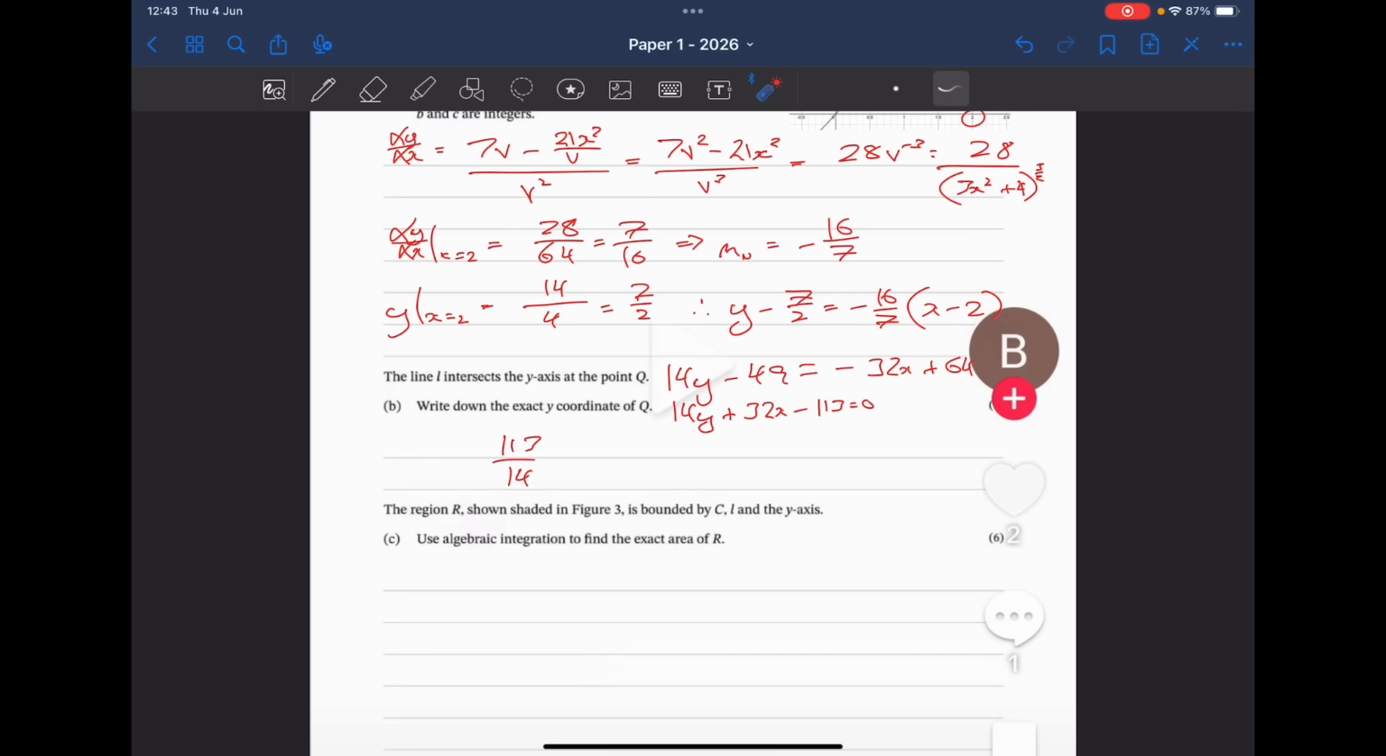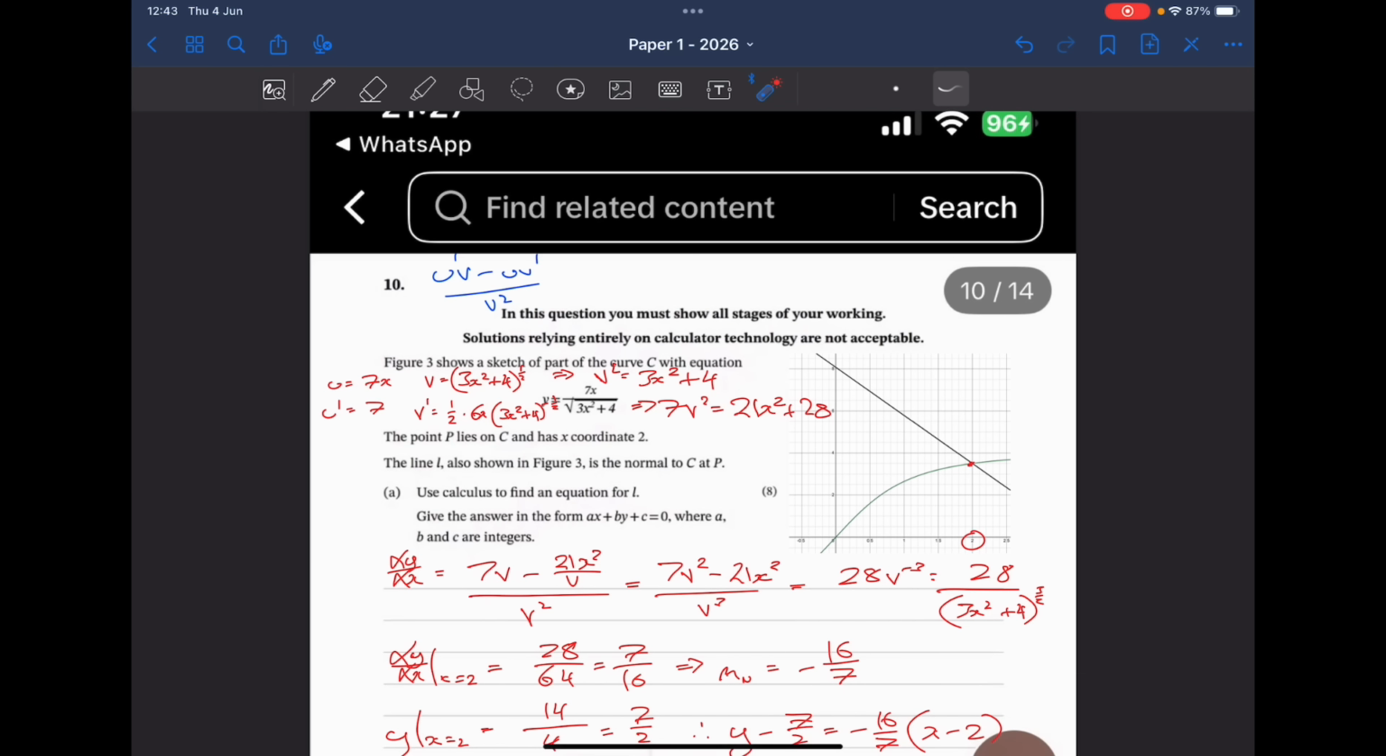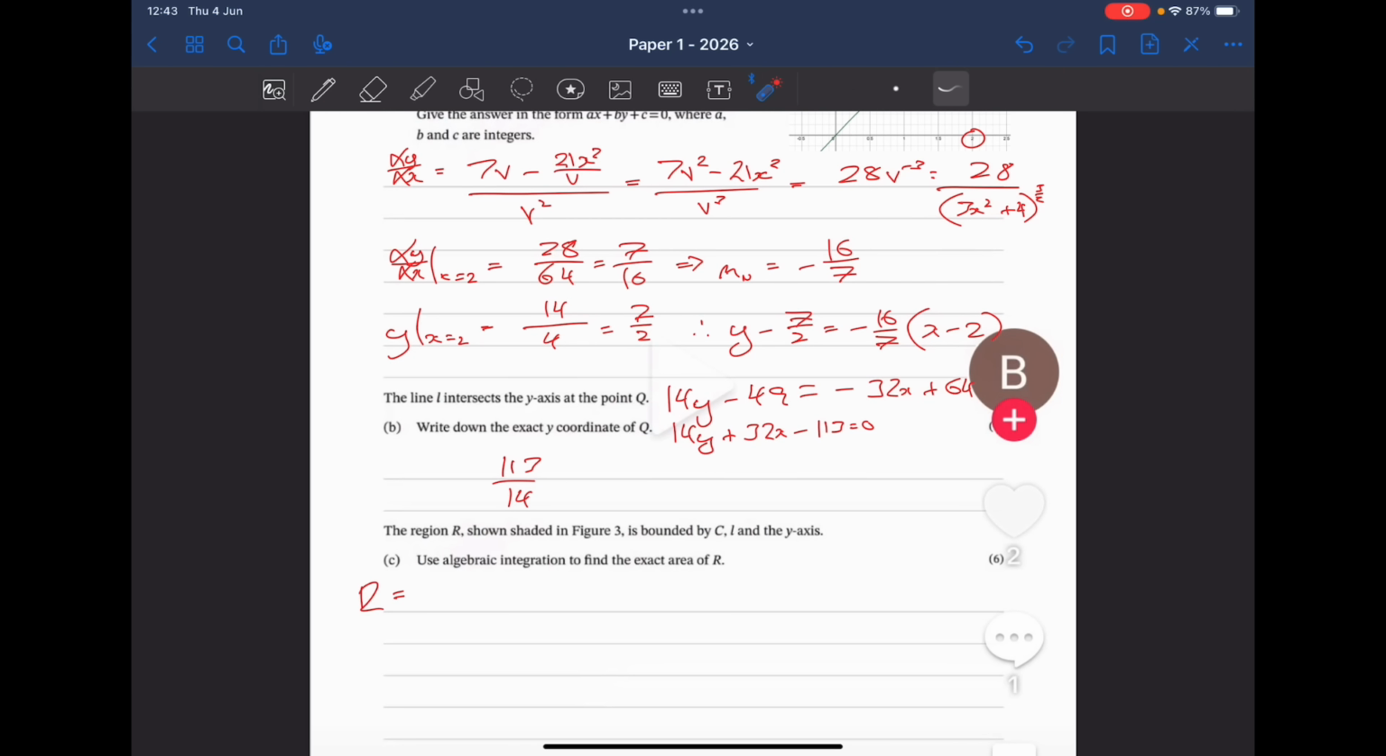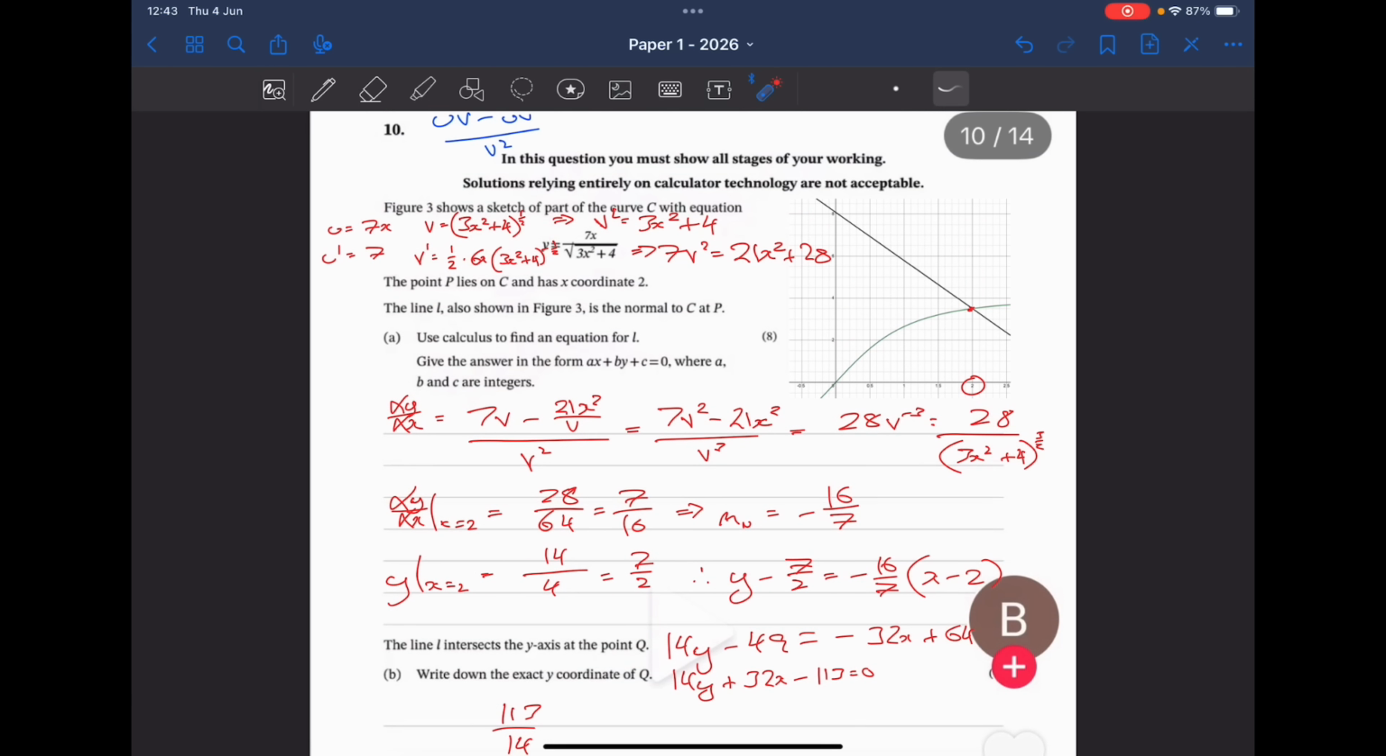We want to find the exact area of R. We've got a few ways we can do this. The way I like to do it is to work out the trapezium. You have this big trapezium where the gap is going to be 2. So the formula will be h over 2, i.e. 2 over 2. And then we want to add together the two heights, this height and this height.